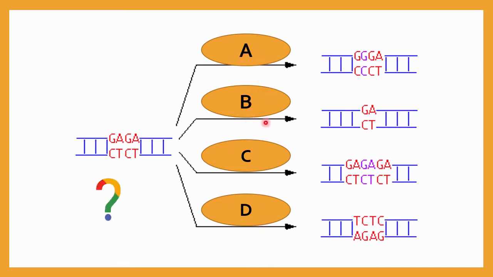A, B, C and D are each a type of mutation. You have to identify all the types of mutation. This is a normal sequence, and this is an altered or mutated sequence. Just identify them and write them down in a comment. I am giving you 1 minute for this, so your time starts now.